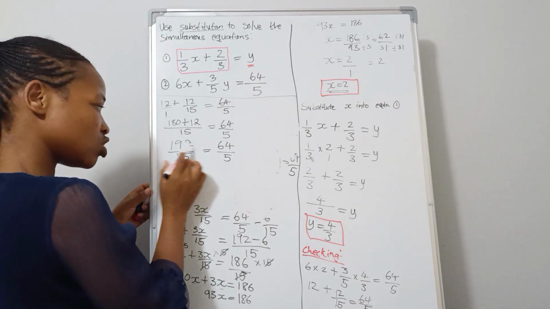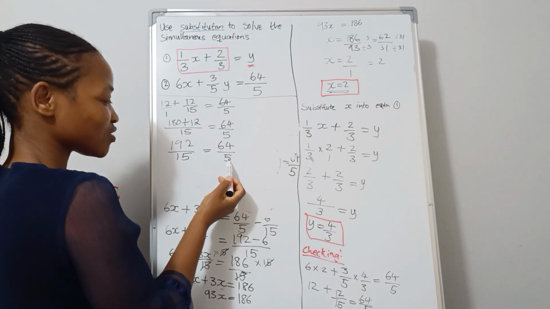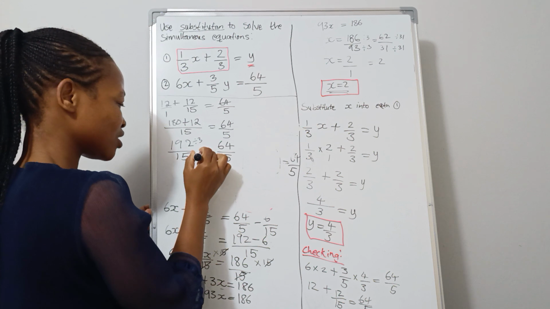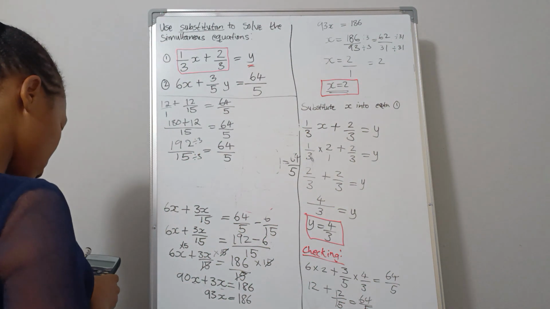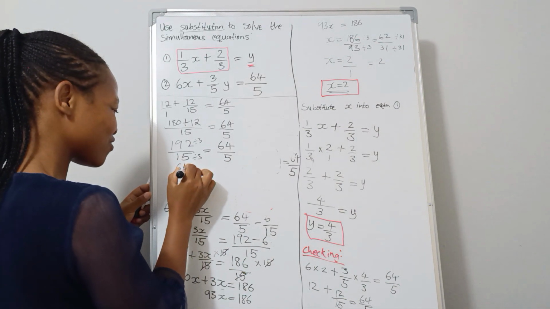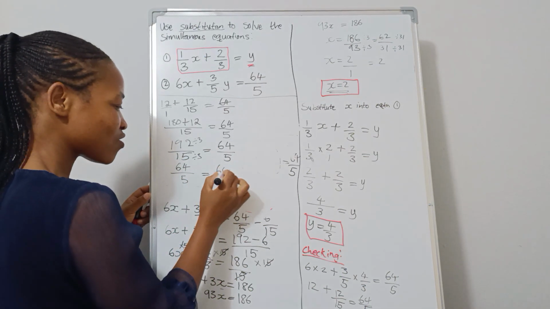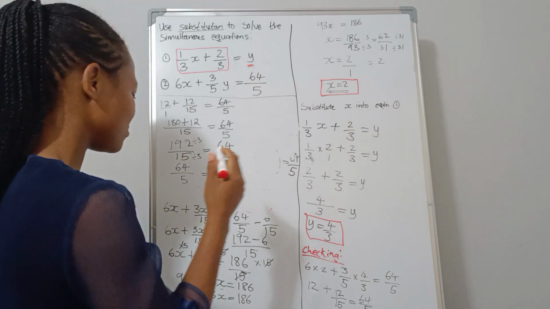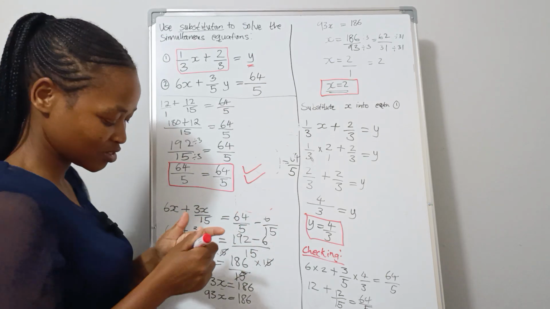And if you find a common multiple for these, the best one that will give us a 5 here is 3. So 15 divided by 3, 192 divided by 3 gives us what? Let's check. 64. Yay! So this is basically 64 over 15 divided by 3 is 5, which is equal to 64 over 5. So do you see how this is true? So it means that our values for x and y are indeed correct.